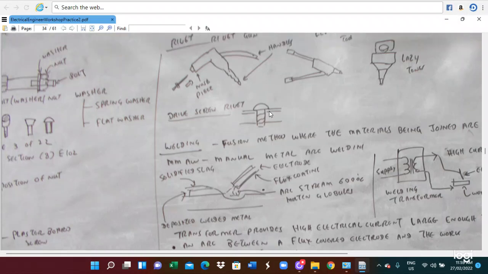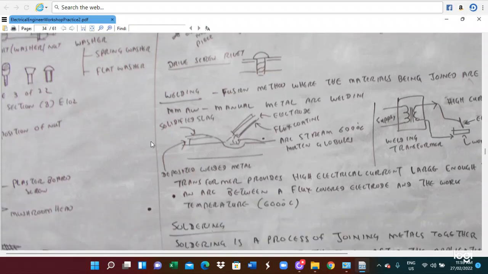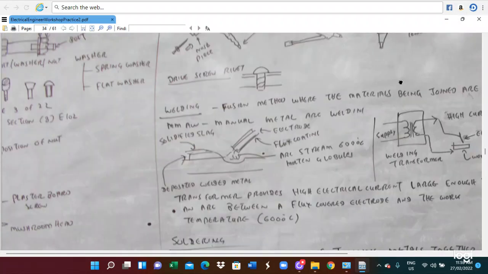So this is the temporary connection. For the permanent connection, we have to utilize the welding machine, the fusion method, where the material joints are made using fusion. This is MMAW, a manual method of welding. When the electrical current flows, it heats the electrode, the electrode melts down, and then it fills with the metal. So this is the electrode connection.